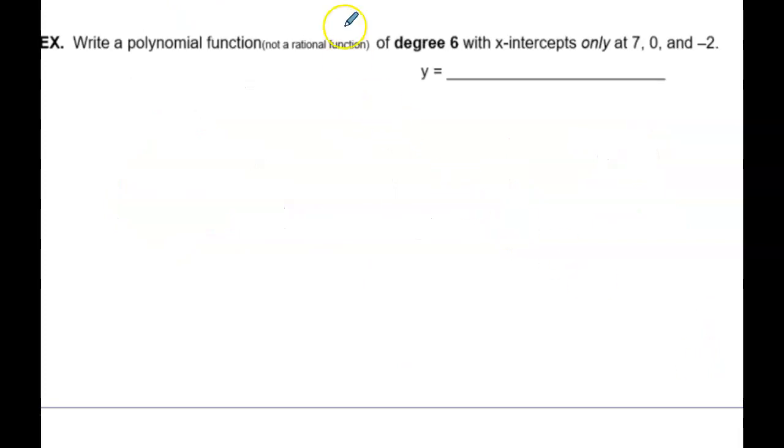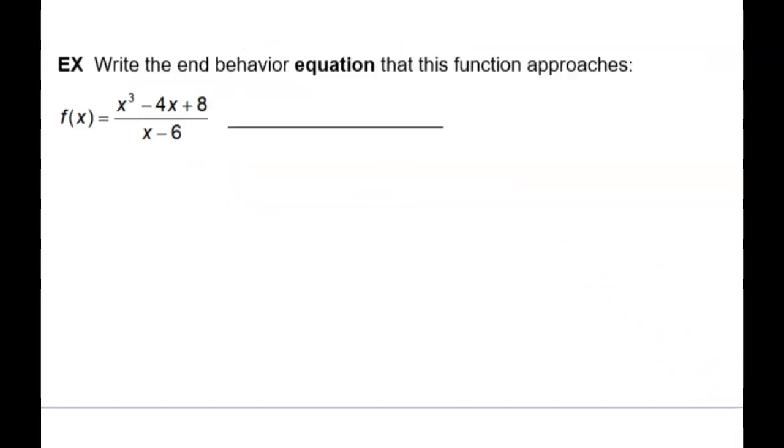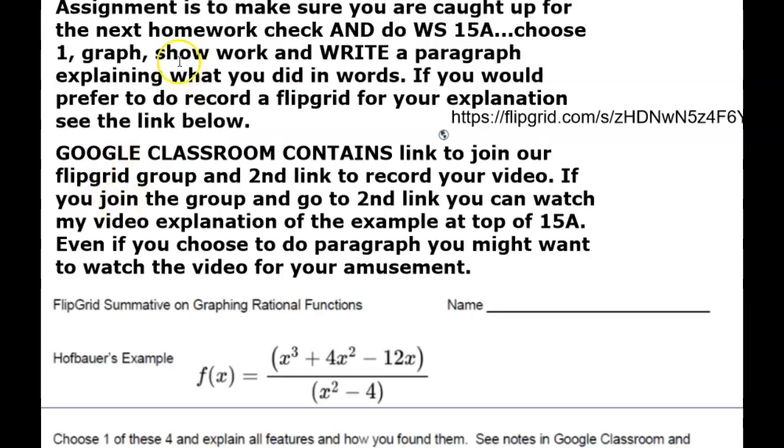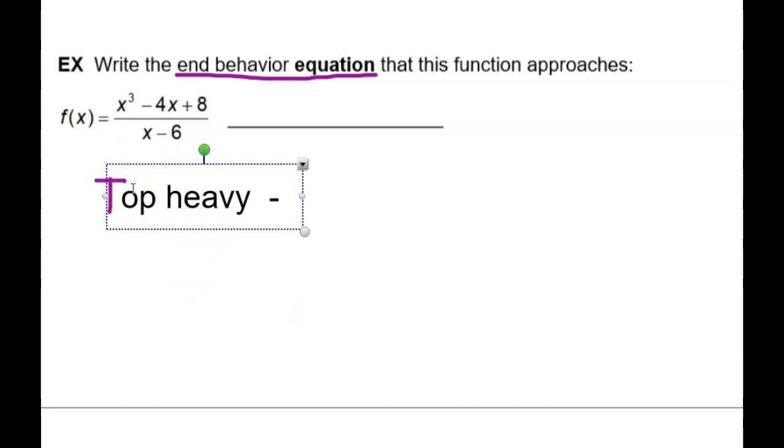All right, there is a question like this on the quiz next week. Write a polynomial, no, not a polynomial one. We're going to skip that one. We're not going to do long division. Okay, how do you find the end behavior equation? This is on the quiz. When it's top heavy. This one is top heavy, which means you have to divide.